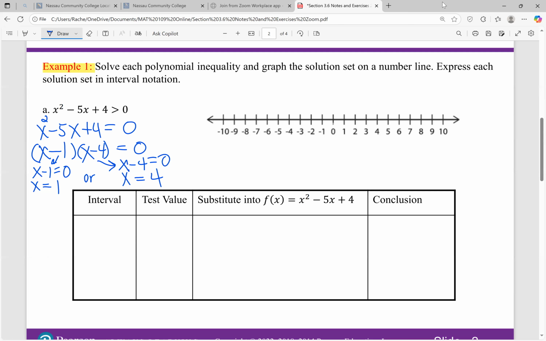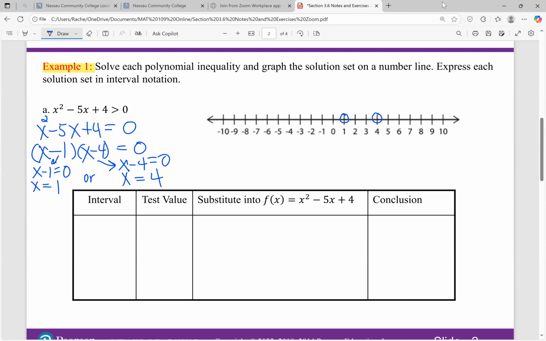Now, 1 and 4 are not part of our solution set. And the reason is this is strict. Whatever x squared minus 5x plus 4 is, it has to be strictly greater than 0. Notice there's no little equal sign underneath. At x equals 1 and x equals 4, if I were to plug into this expression, we're going to get 0. And 0 is not greater than 0, right? So we're going to put open circles on 1 and 4. But those are my boundary points.